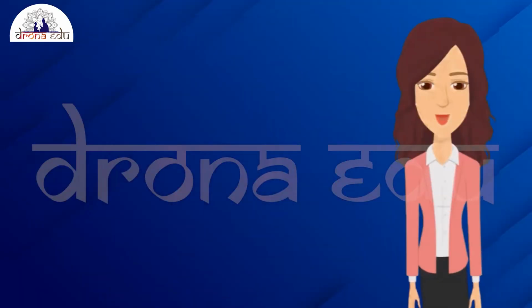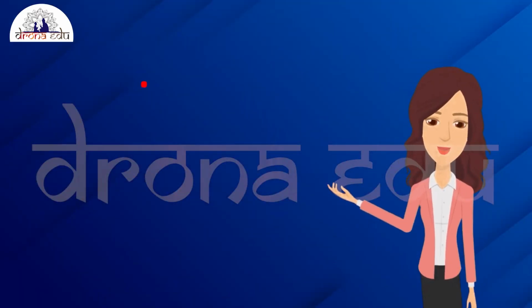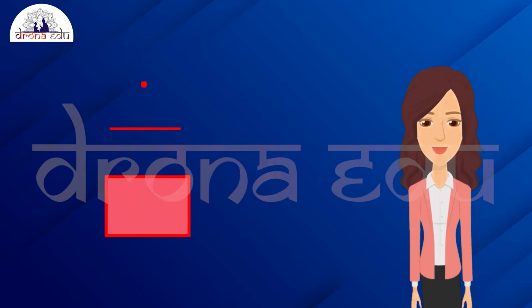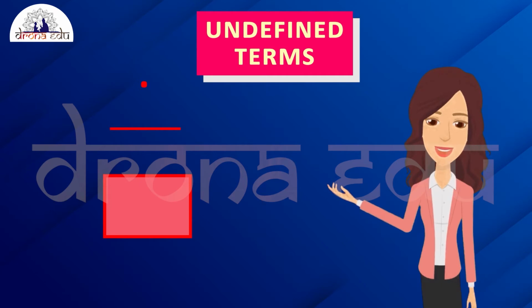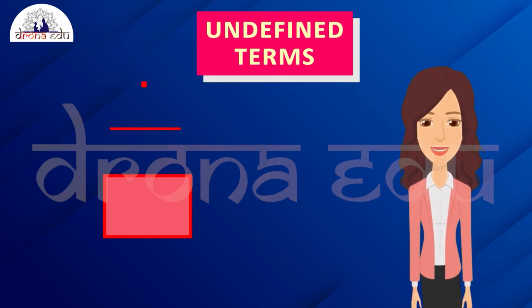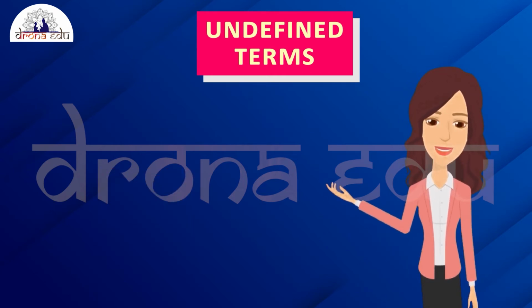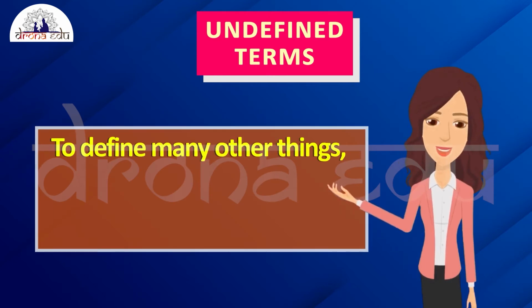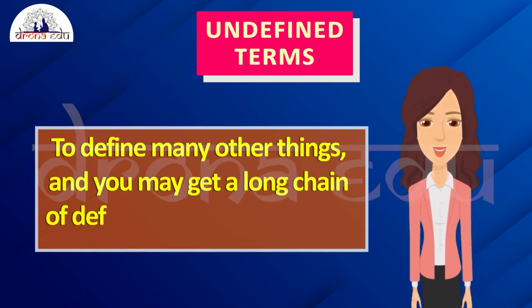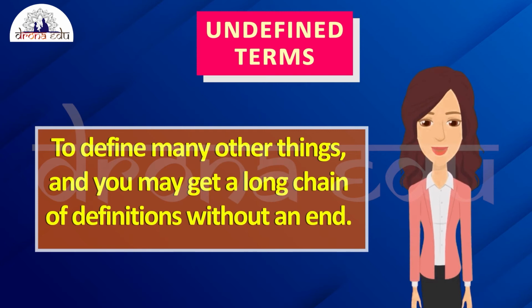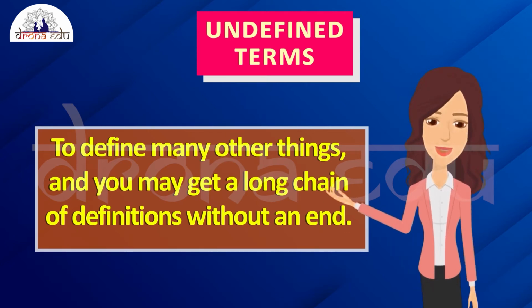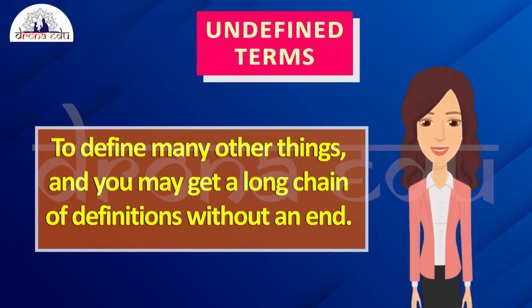So in geometry, we take a point, a line and a plane as undefined terms, which we already considered in the statements. We consider them as undefined terms because to define one term, you need to define many other terms, and you may get a long chain of definitions without an end. That's why we consider point, line and plane as undefined terms.